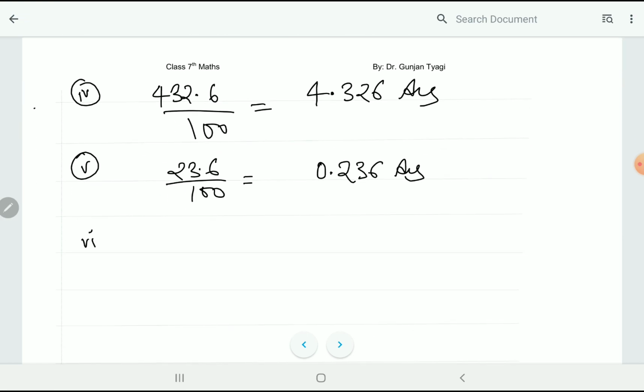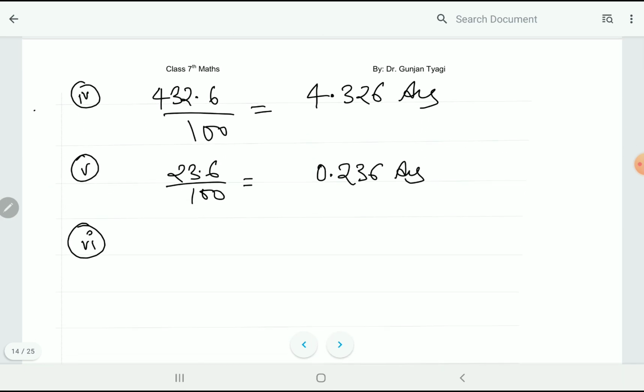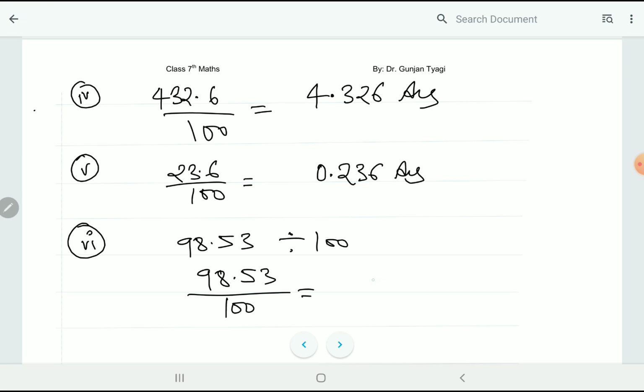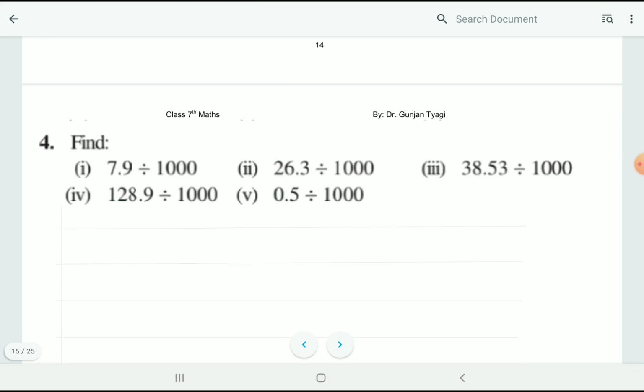Sixth part of the same question. Let's see what the question is. 98.53 divided by 100. Write it as a fraction. When you divide the number by 100, the decimal will shift 2 places left. This is the answer. Question number 3 has been completed. Let's move ahead and do question number 4.